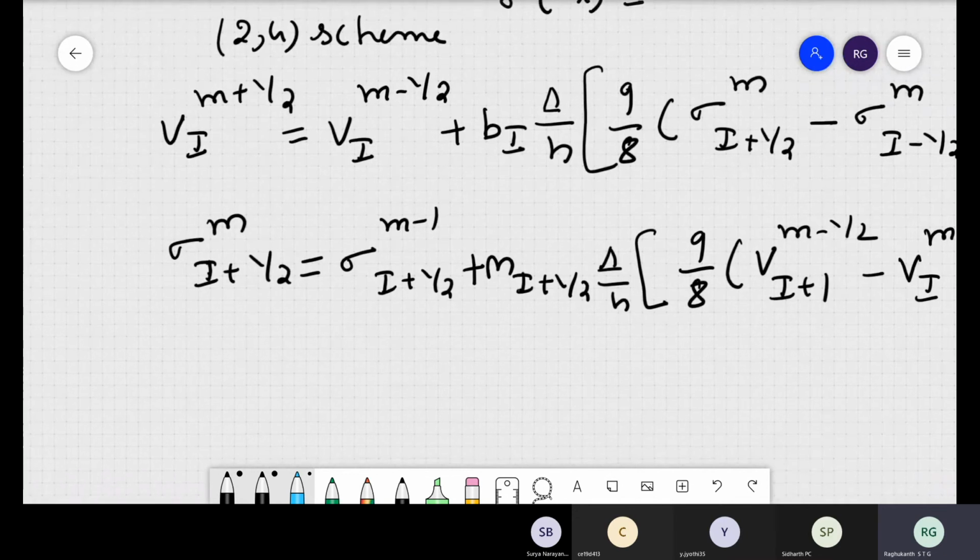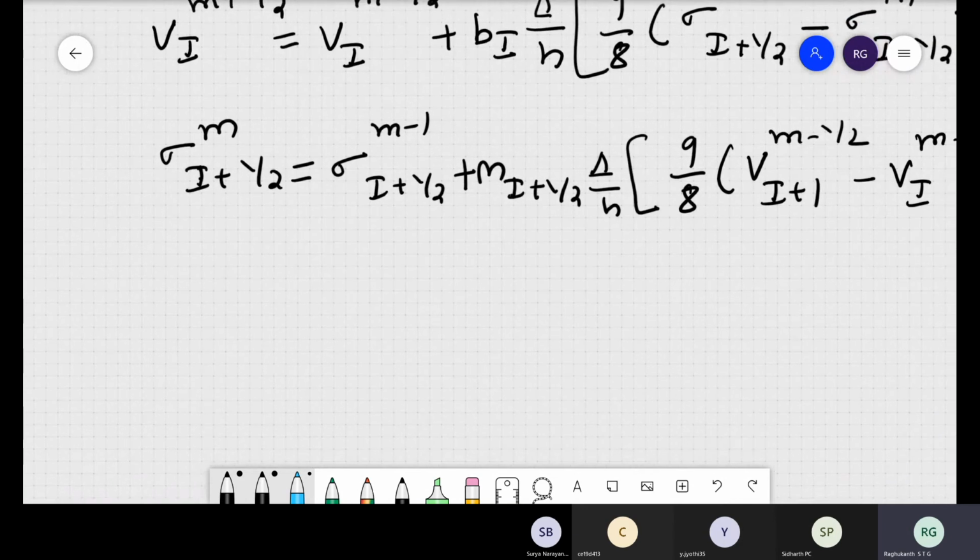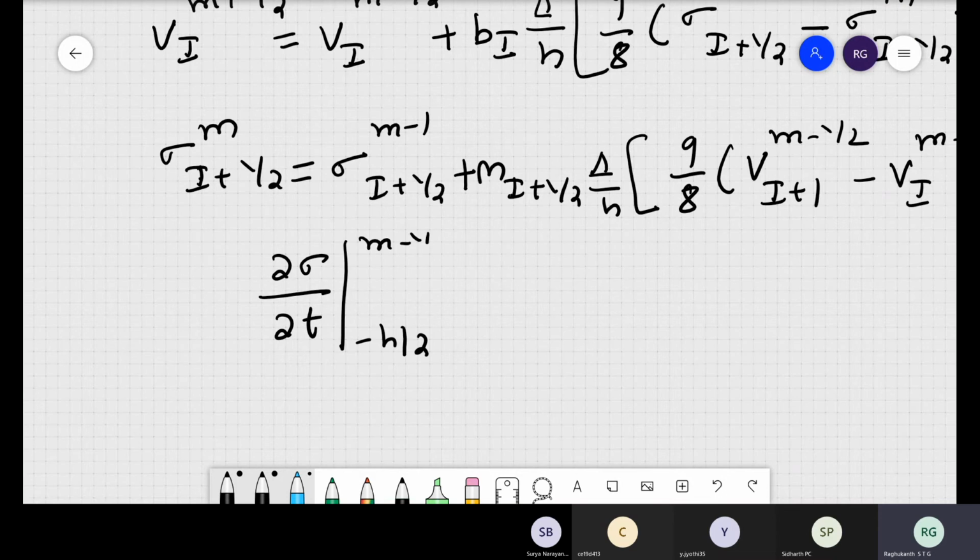Okay, so now we have to represent the free surface. As I already told you, at x equal to 0, the stress has to be symmetric or anti-symmetric kind of thing, it should happen. So sometimes what one uses is ∂σ/∂t. So the derivative itself we can write at minus h/2, so we have m minus half. So this is how we write it, ∂σ/∂t. Okay, so the anti-symmetric kind of thing.